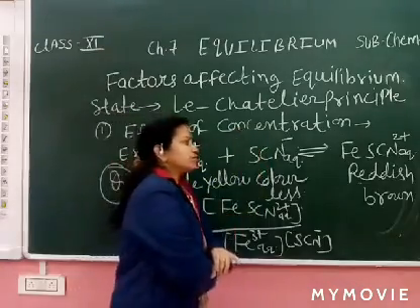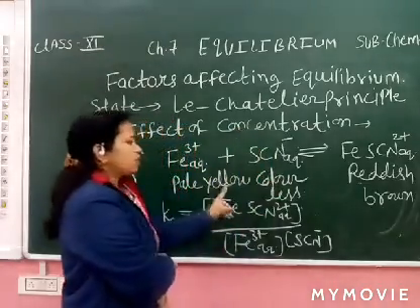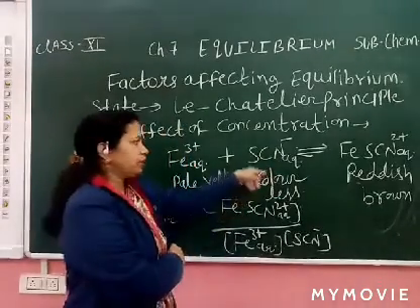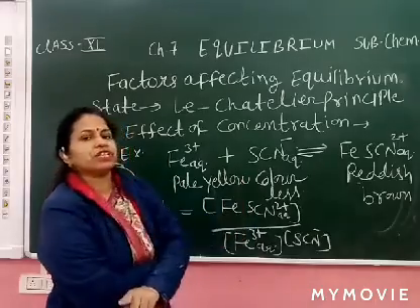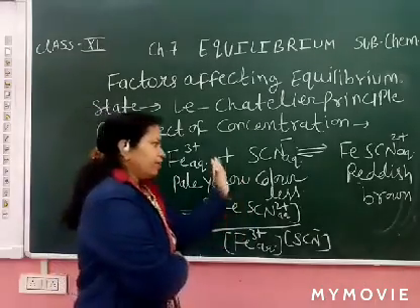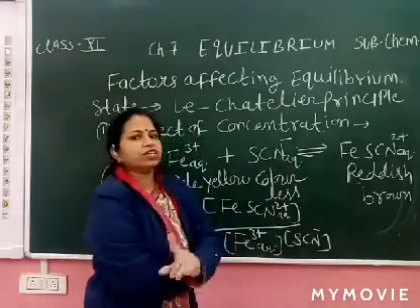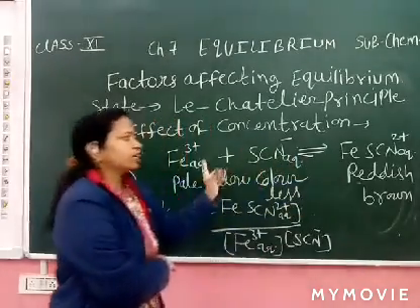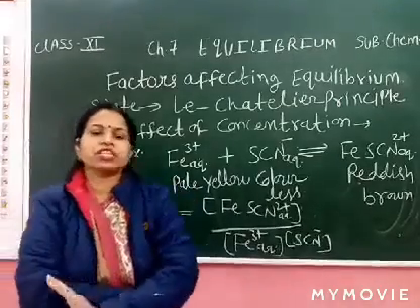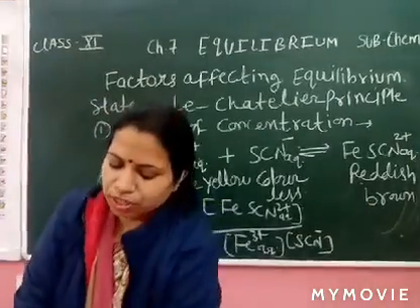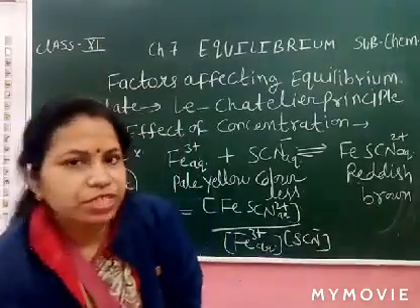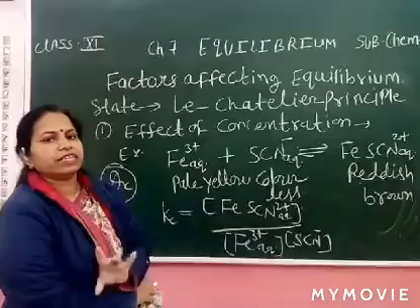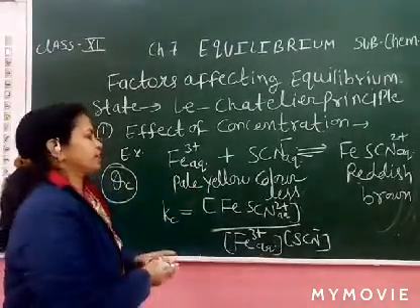If we add this complex, then the reaction proceeds in the backward direction. How to check? The color of the solution becomes pale yellow. The intensity of the color is changed, and if the intensity of the color is increased, it means forward direction; otherwise the reaction is in the backward direction. Now clear? So if we increase the product, the reaction is backward. When we increase the reactant, the reaction proceeds in the forward direction.